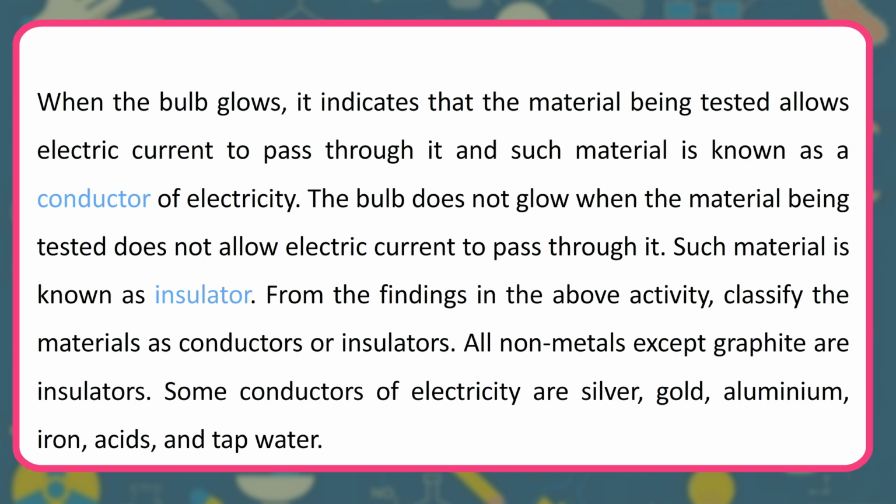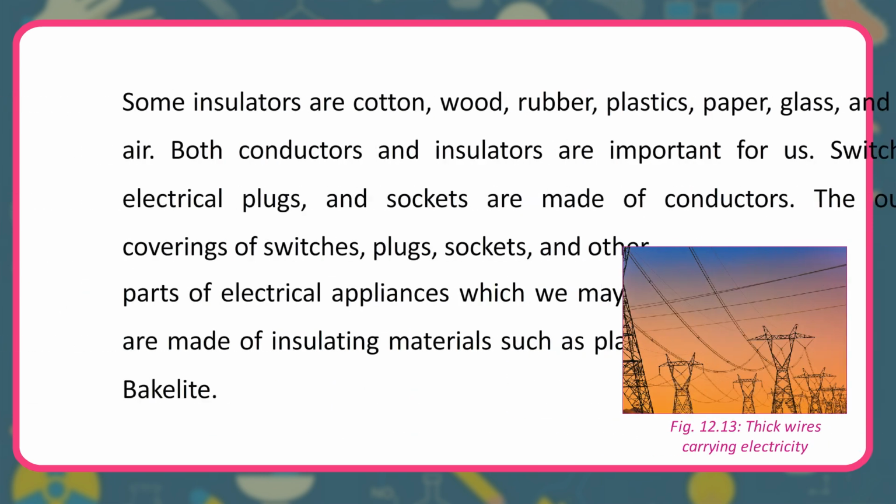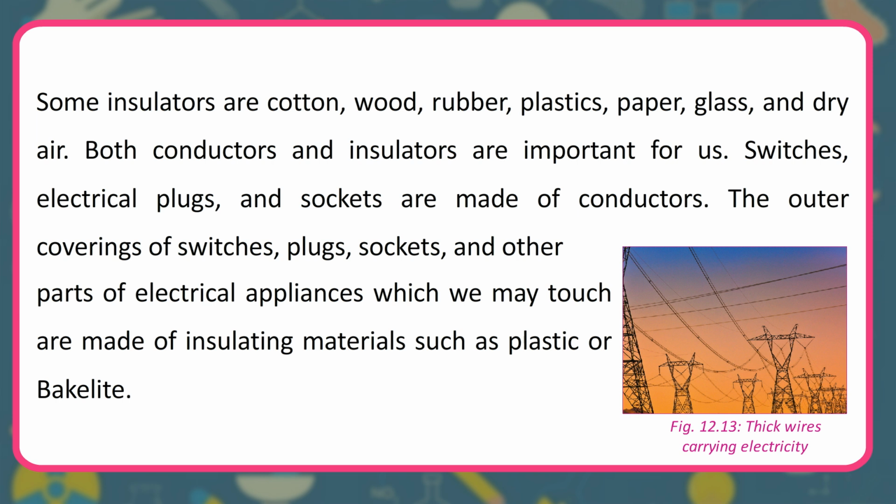All non-metals except graphite are insulators. Some conductors of electricity are silver, gold, aluminium, iron, acids, and tap water. Some insulators are cotton, wood, rubber, plastics, paper, glass, and dry air. Both conductors and insulators are important for us. Switches, electrical plugs, and sockets are made of conductors. The outer coverings of switches, plugs, sockets, and other parts of electrical appliances which we may touch are made of insulating materials such as plastic or bakelite.